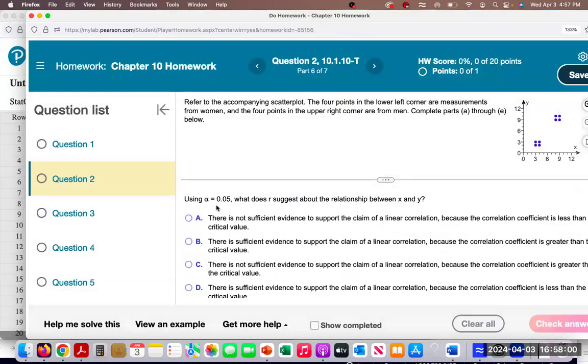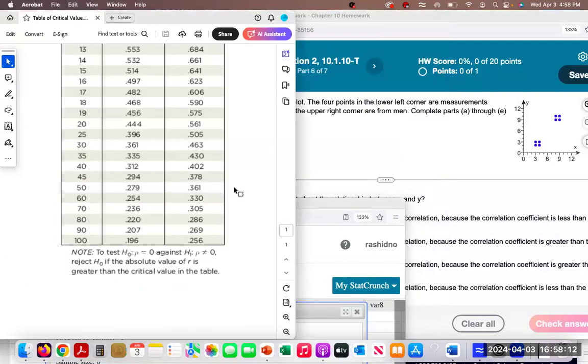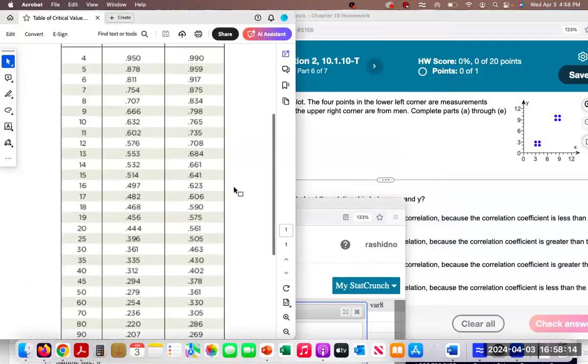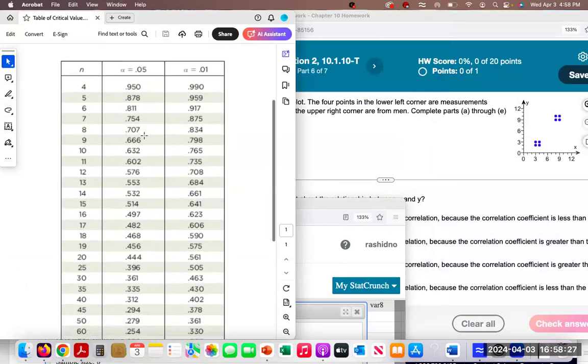Now, using a significance level of 0.05, what does R suggest about the relationship between X and Y? Now we have to use the critical value table to make decisions. Here's the critical value table. In our case, N is 8 because we have 8 points. That's our sample size. The significance level is 0.05. So our critical value is 0.707.